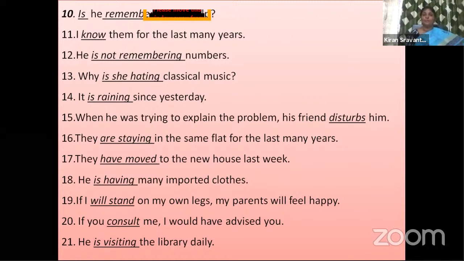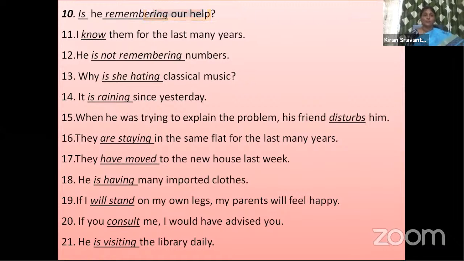Then coming to the 16th one: they are staying in the same flat for the last many years. For the last many years, they have been staying. So since or for means present perfect continuous tense. They have moved to the new house last week. Last week refers to past simple, so they moved to the new house last week. Then again, he is having.